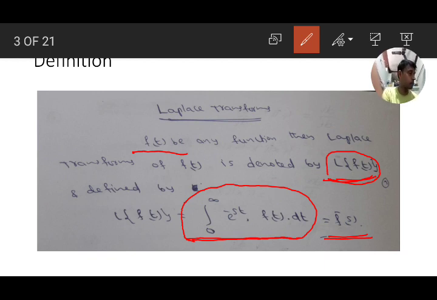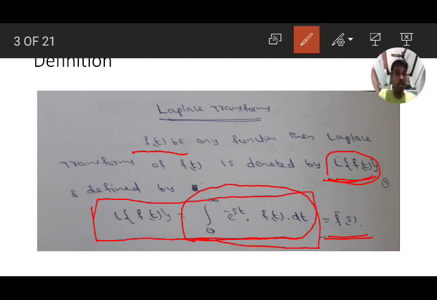The value of integration 0 to infinity e to the power of minus s t into f of t dt is called the Laplace transform of a function f of t, and the notation is L of f of t. Therefore L of f of t equal to integration 0 to infinity e to the power of minus s t f of t dt.